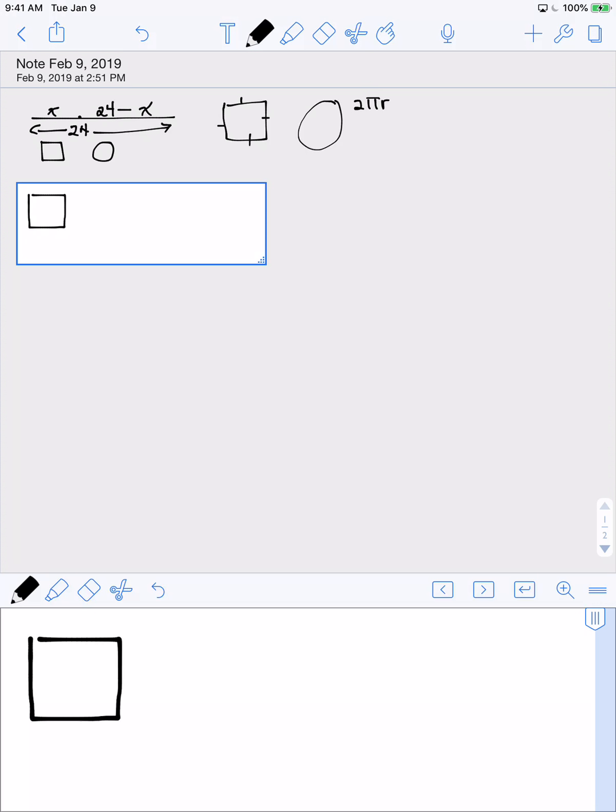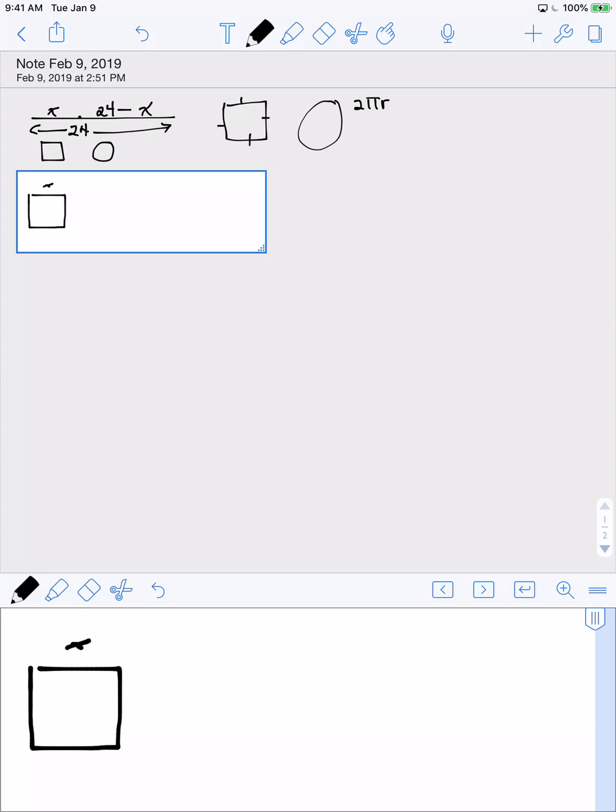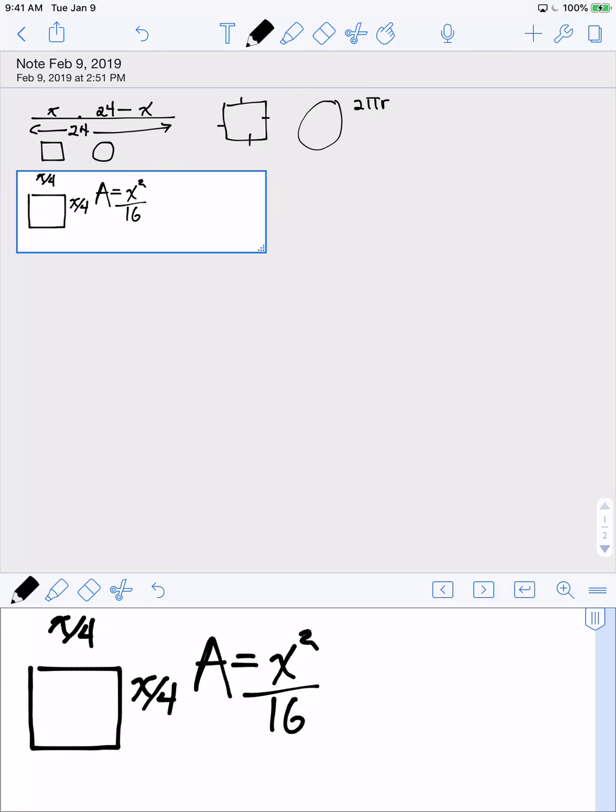that length is going to be divided by 4. Whoops, I don't know if you guys can see that. Let me do this again. Each side is going to be x over 4 because x was used to make the square, and 1/4 of that is the length of each side. So the area of the square is going to be base times height, which is x squared over 16. So the area of the square is x squared over 16.